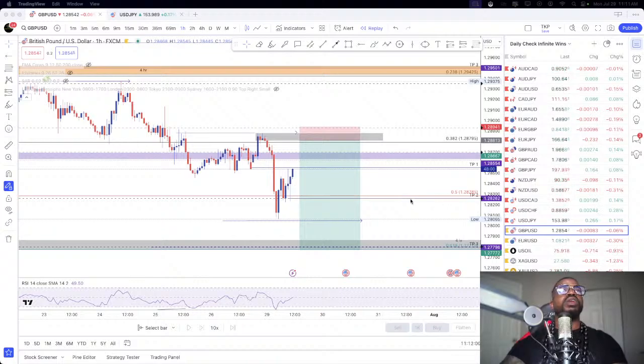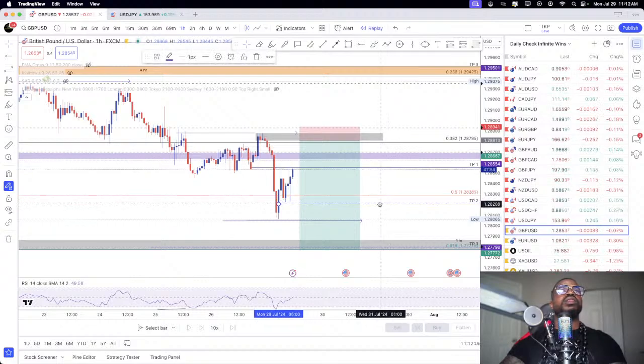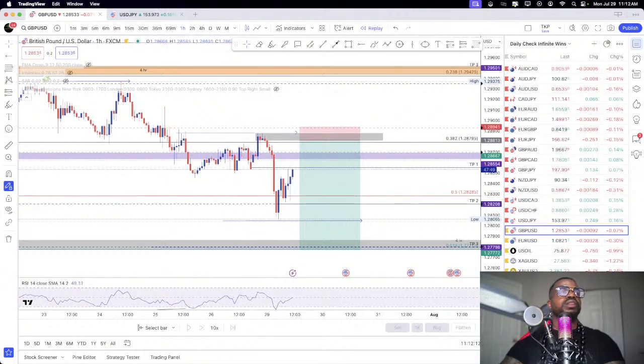Let me bring TP2 down just a tad. Okay. TP1, 1.28554. TP2. All right, and our last TP, once we get this in, we can check out something else.